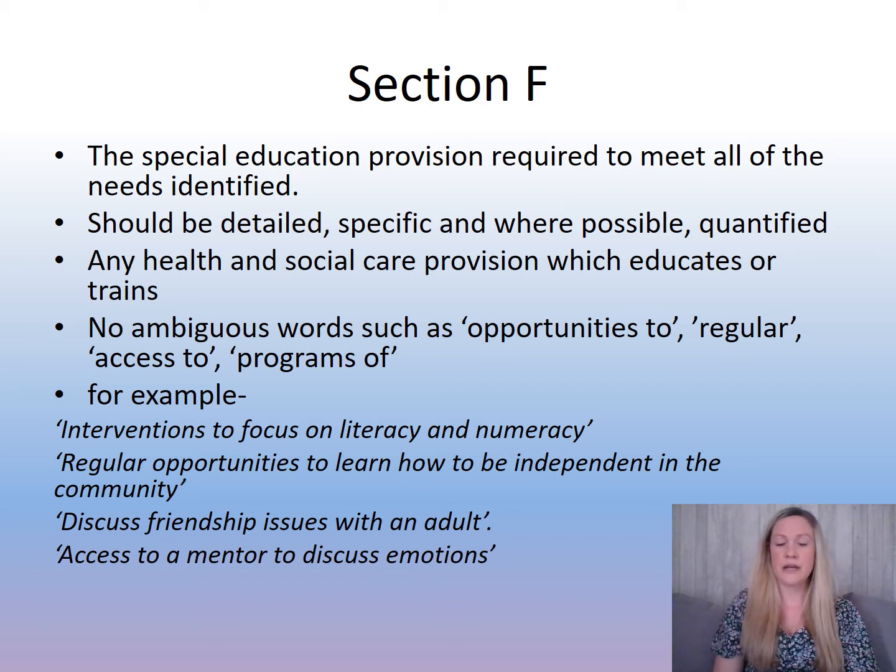Discuss friendship issues with an adult. Again, how often are they going to have the chance to discuss these friendship issues? Is it going to be a set time? Is this person going to be available all the time, or are they only available once a week? Access to a mentor to discuss emotions. Again, access to a mentor. How often? When? Is this all the time? Discuss emotions. You know, how are they going to discuss emotions? Is there going to be a specific intervention or provision? So really a lot more specificity and detail needs to happen.